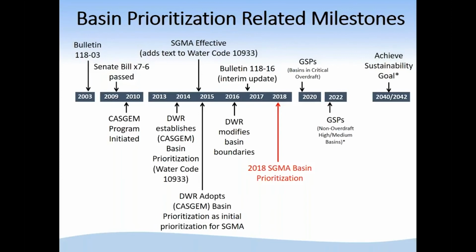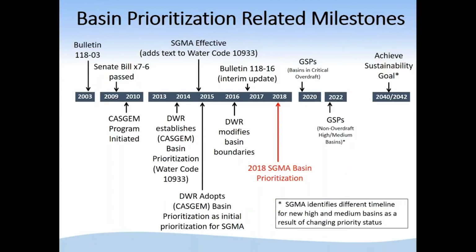Of course, from a Sustainable Groundwater Management Act perspective, the Act clearly describes the requirements for GSAs, groundwater sustainability agencies, to prepare groundwater sustainability plans by certain deadlines. For basins that are subject to critical conditions of overdraft, that deadline is January 31st, 2020. For all other high and medium priority basins, that deadline is January 31st, 2022. And of course, those basins have 20 years to reach sustainability.